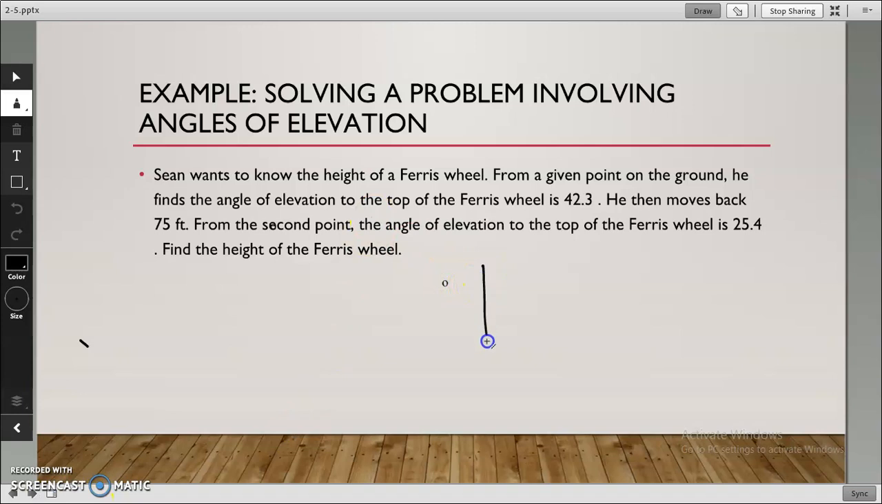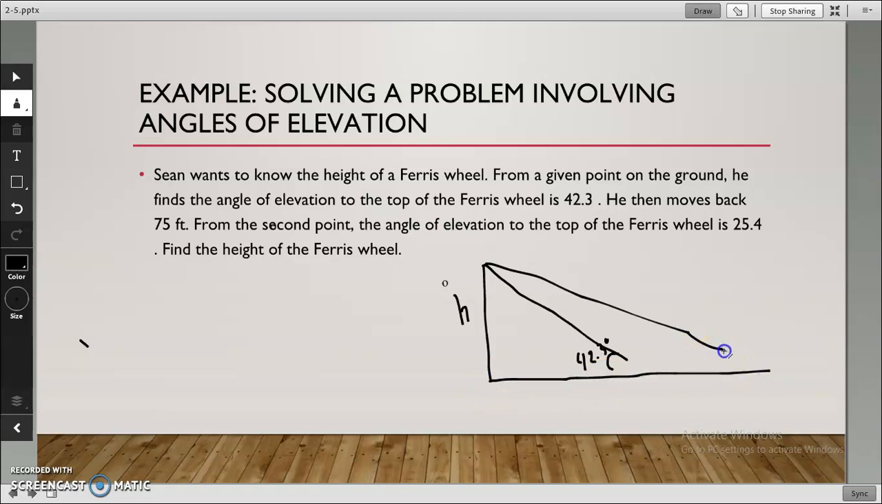So if I draw, there's my height of my Ferris wheel. The first one we said is 42.3 degrees. Then he backs up, and this height, pretend like this is a triangle that really works out. So I have 25.4 degrees instead, and this is 75 from this point. But I don't know this point here. So I need to find out my height.